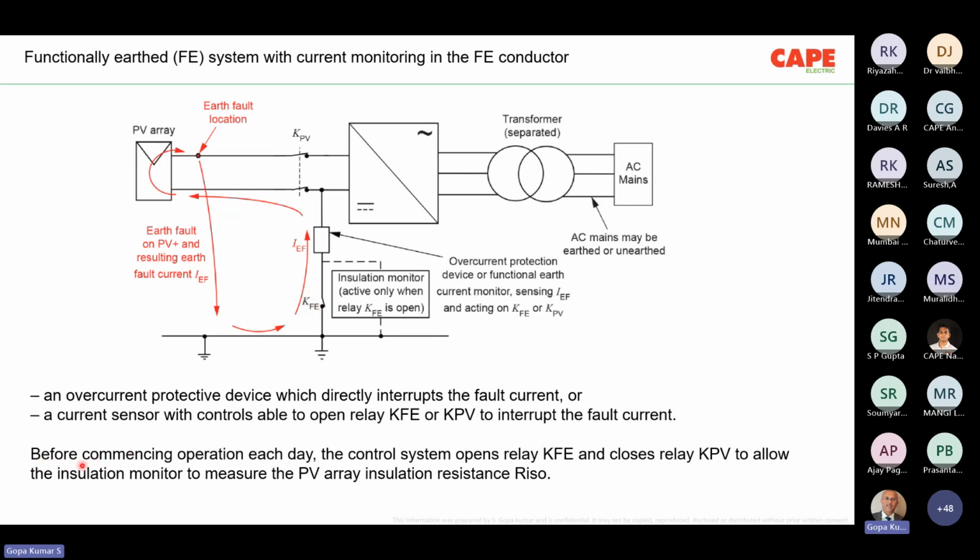Now, it is a condition that before commencing operation of each day, the control system opens relay KFE and closes relay KPV to allow the insulation monitor to measure the PV array insulation resistance RISO. Very important: the functional earthing is a part of the inverter. Every day the inverter opens this connection. The relay where I'm moving the cursor is opened. The contactor is on. That means the entire PV system is connected. Then the insulation resistance between the positive to earth and the negative to earth are measured, and the insulation resistance shall satisfy a certain value. This is carried out on a daily basis. This is a functionally earthed system.